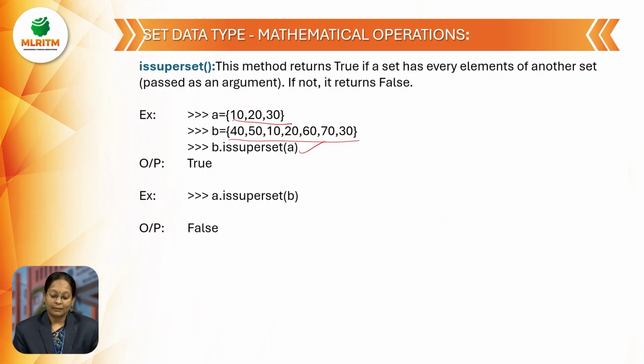But A dot issuperset of B? No. Why? Because the elements of B are not present in A. That's why A is not a superset of B. So A dot issuperset of B returns false, and B dot issuperset of A returns true.